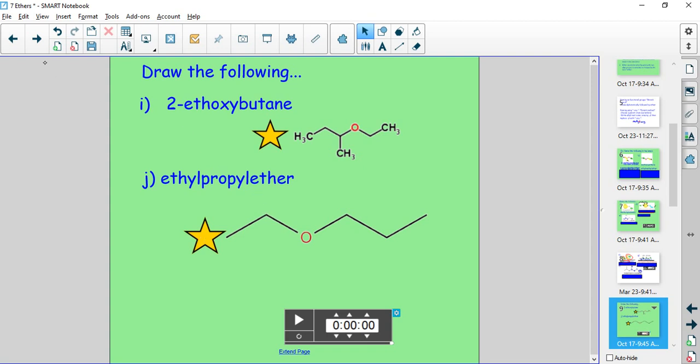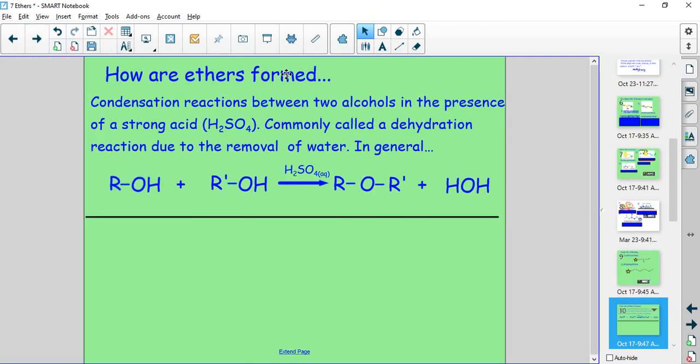Again, make corrections if you need. Don't erase your mistakes. That's it for nomenclature. Now, how ethers are formed. Not too complicated of a process. Essentially, you need two alcohols, right? They can be the same, of course, or they can be different. And your catalyst here is sulfuric acid, similar to other reactions we've seen. Sometimes this is called a dehydration reaction because, as you can see, water is being removed.